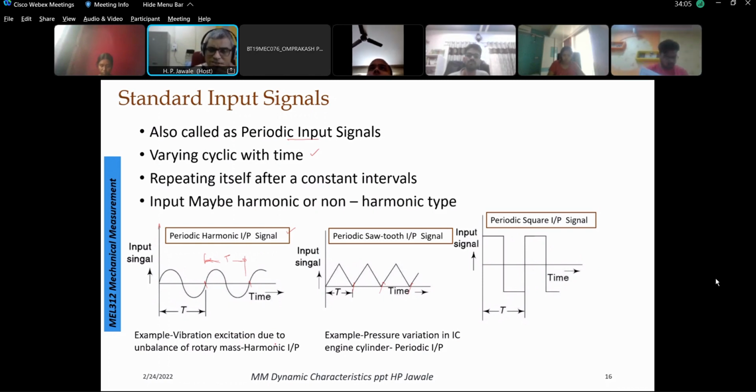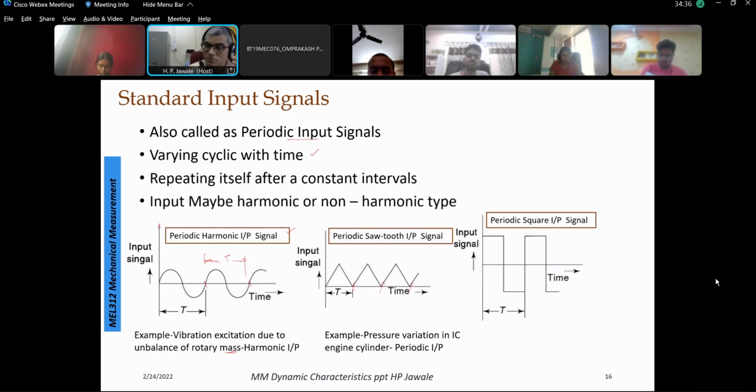The vibration excitation due to the unbalance of the rotary mass is going to repeat as long as the speed of the rotary mass remains steady or more or less constant. We find that the excitation due to the unbalance of the rotary mass is a harmonic input. Another example is the pressure variation in the cylinder of your internal combustion engine. We find it is periodically changing.